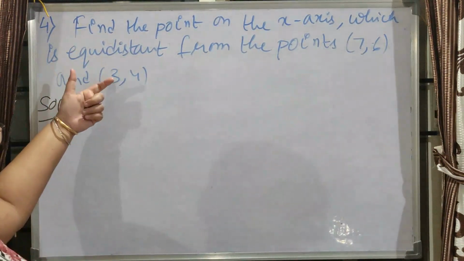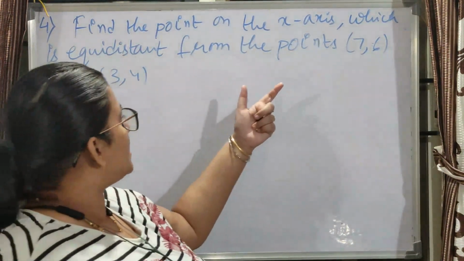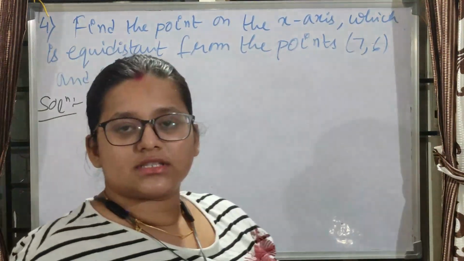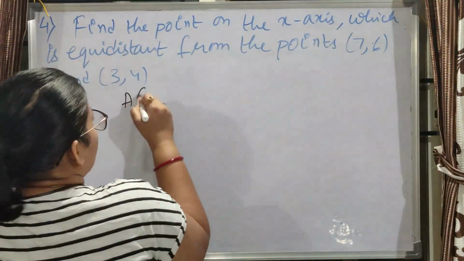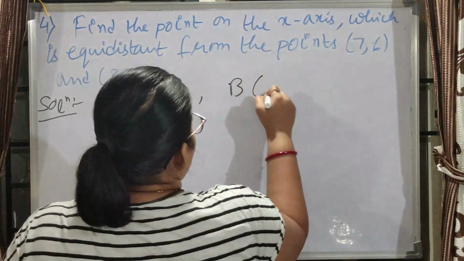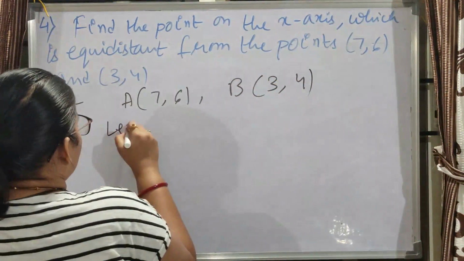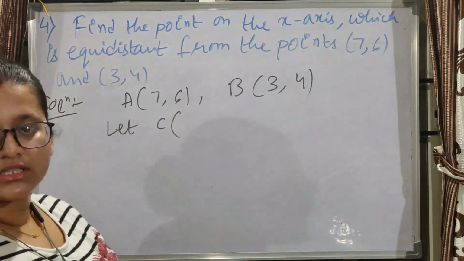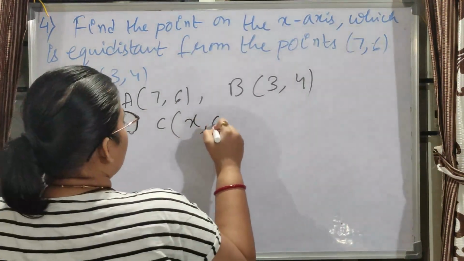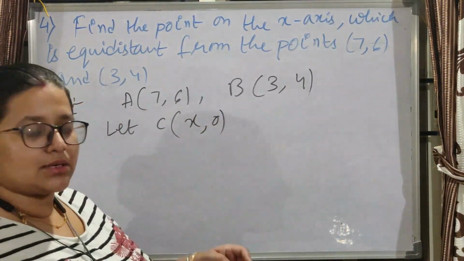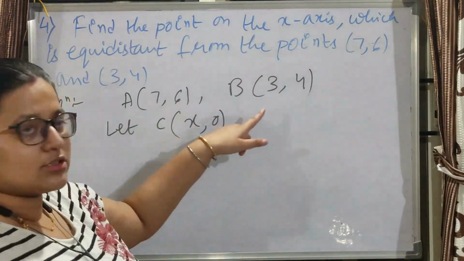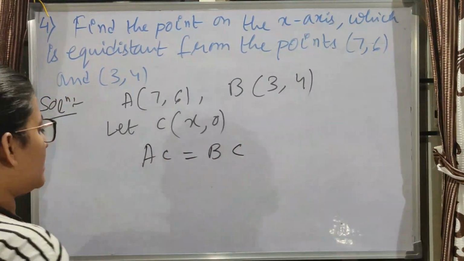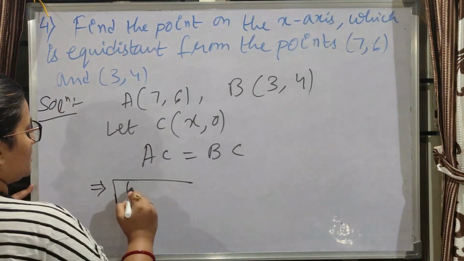So the fourth problem says: find the point on the x-axis which is equidistant from the points (7, 6) and (3, 4). Again, we'll use the distance formula. So we take these as A(7, 6) and B(3, 4). Let another point C, which we need to find, be on the x-axis, so the coordinate will be (x, 0), the y value will be 0. They are telling us equidistant, that means the distance from C to A and C to B will be equal. So AC equals BC because this is equidistant. Just use the distance formula.